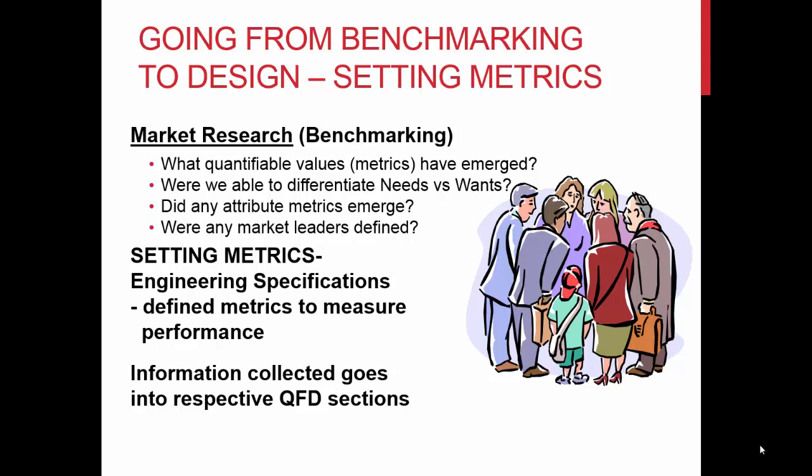Looking at engineering specifications, we have to go from benchmarking to design. We have to set metrics. So the first thing is with the market research, looking at benchmarking. What quantifiable metrics have emerged out of there? Were we able to differentiate the needs versus the wants? Are there any attribute metrics that are going to emerge? And were any market leaders defined out of that?